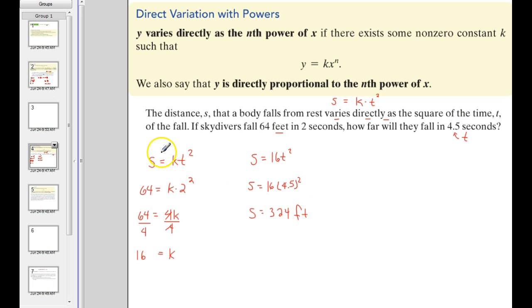Alright, so again, there's that process. Translate, plug in and solve for k. Take k and plug it into the original function. And then go through and solve given the other information that you have.